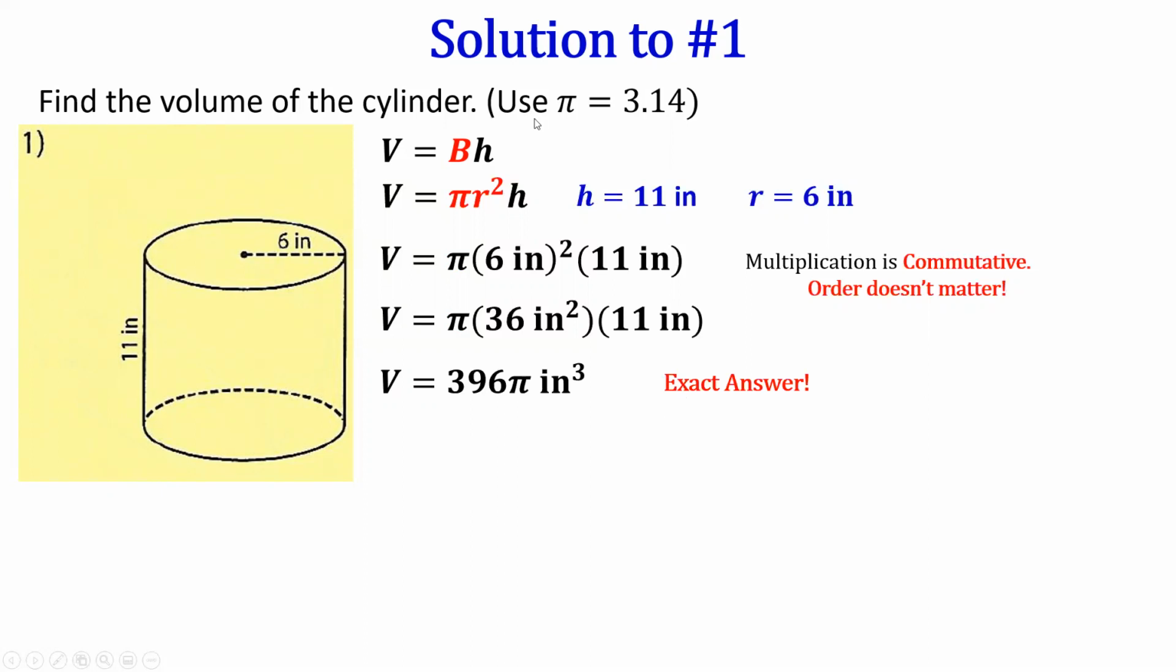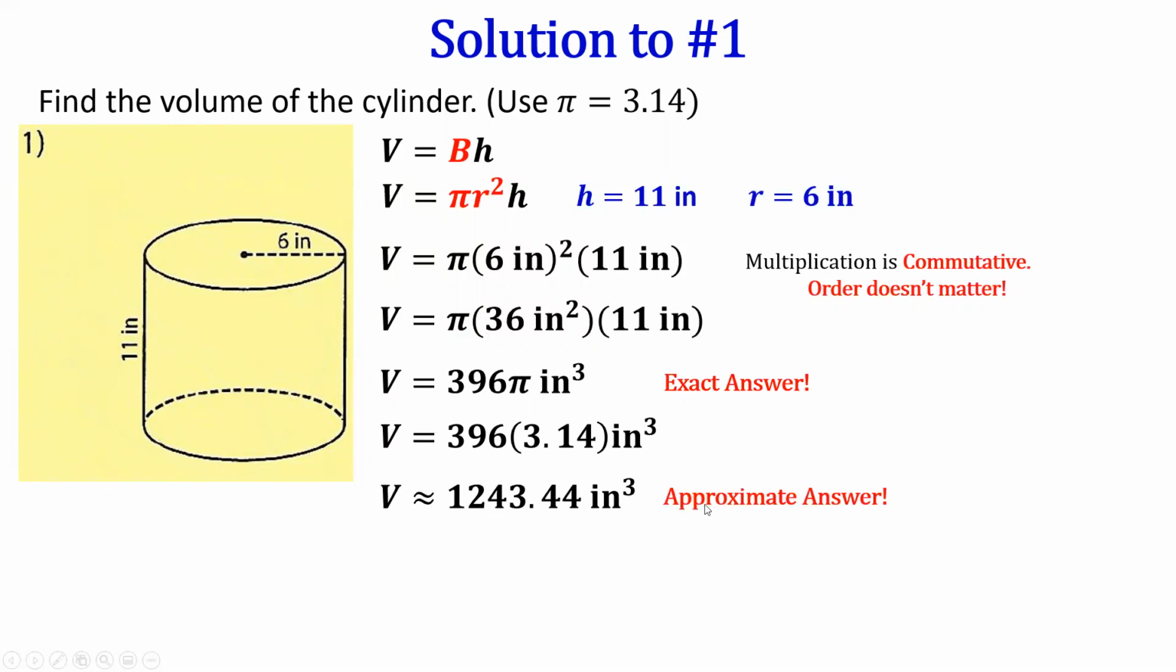But since the directions want us to use 3.14, we're going to find the approximate answer. So what I'm going to do now is plug in 3.14 where I see pi. So now my formula will look like 396 times 3.14. And you can just use a calculator right here. And now my answer is no longer going to be equal since I am now approximating. It is now going to be approximately, when I do the math here, 1,243.44 inches cubed. And once again, this is what we would call an approximate answer.